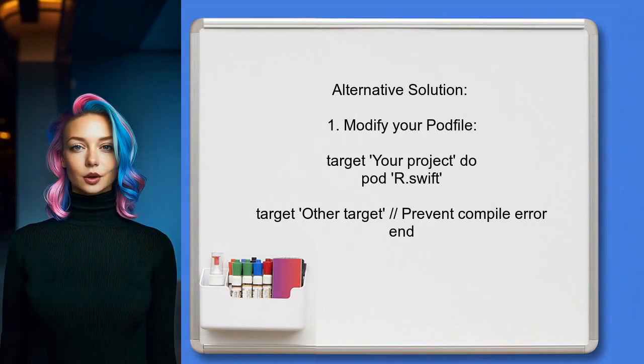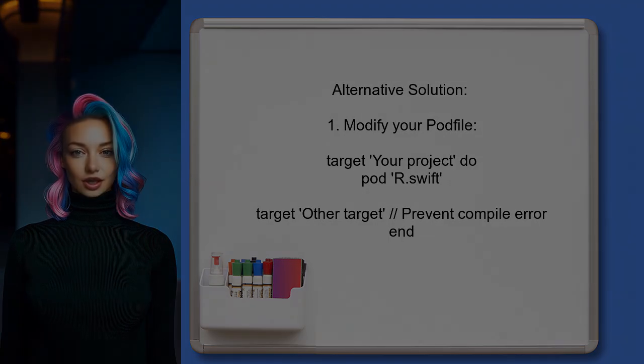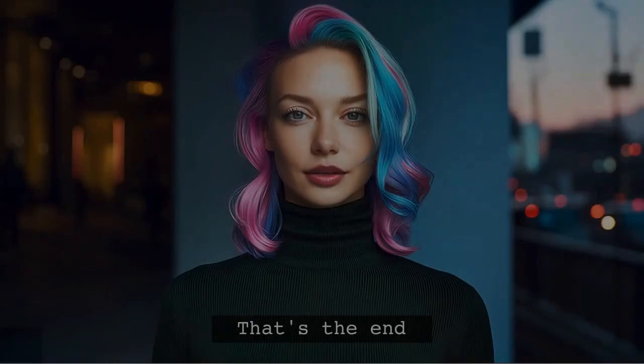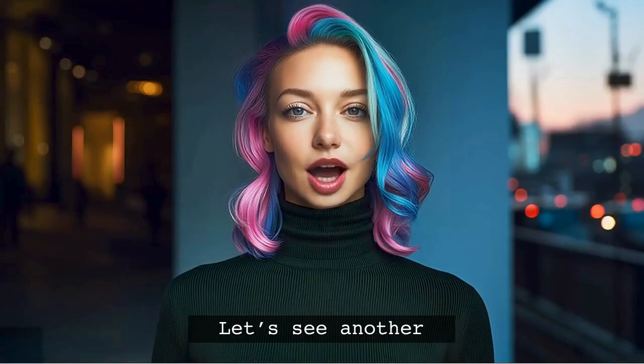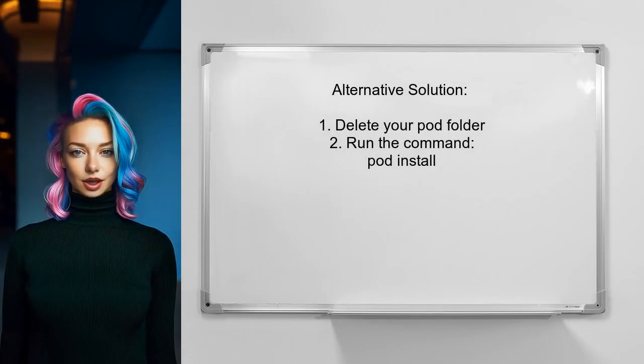An alternative solution from another user suggests modifying your pod file. They recommend adding a block for your other target to prevent compile errors. This involves specifying your project target and including R.swift. That's the end of that answer. Let's see another perspective. An alternative solution from another user suggests deleting your pod folder and then reinstalling the pods. You can do this by running the command pod install.